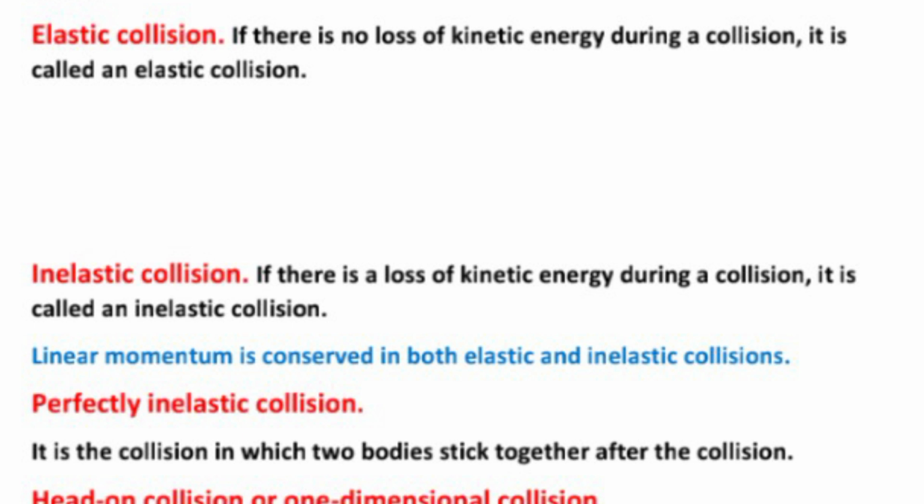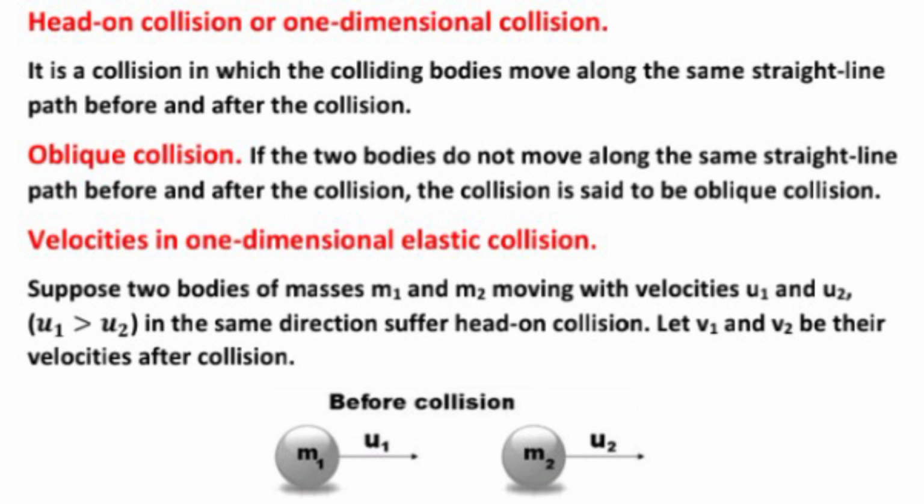Head-on collision or one-dimensional collision. It is a collision in which the colliding bodies move along the same straight line before and after the collision. Oblique collision. What is oblique collision? If the two bodies do not move along the same straight line before and after the collision, the collision is said to be an oblique collision.